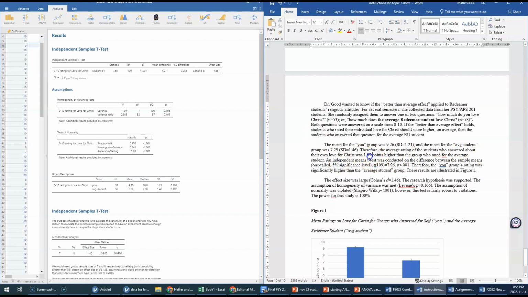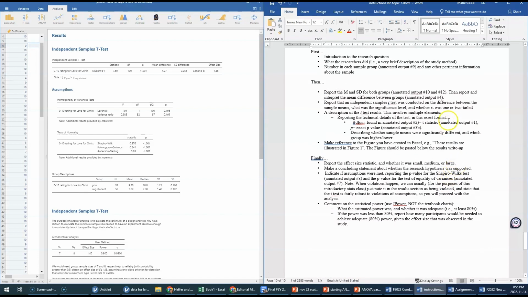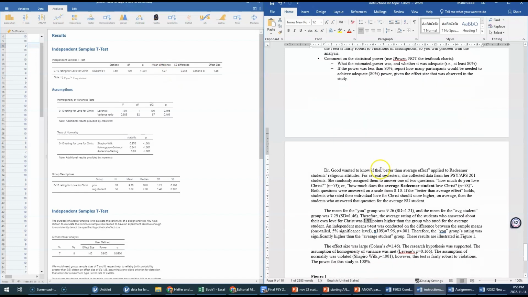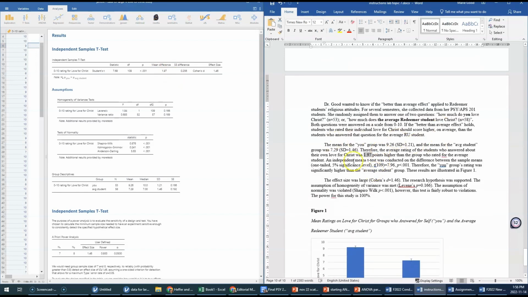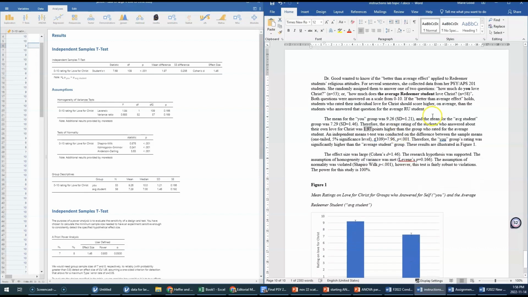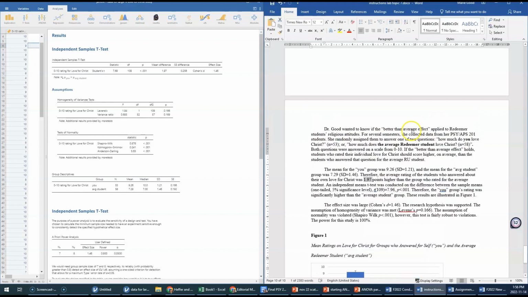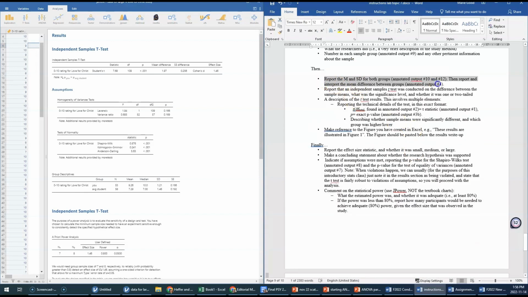So you might be wondering where we got the 1.97, right? And this is indicated here. It says report and interpret the mean difference between groups, which you can find on annotated output number 4. All right, if you go to your annotated output, you'll see that this mean difference here, that would be number 4, and that's 1.97. So it was 1.97 points higher for the U group. Right, so that's that part.